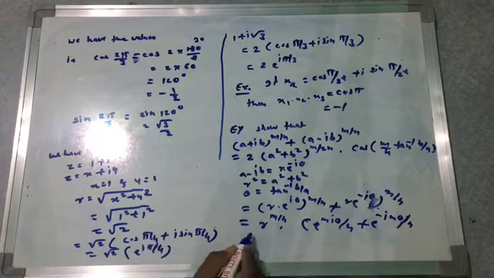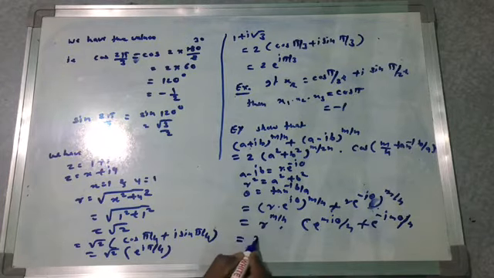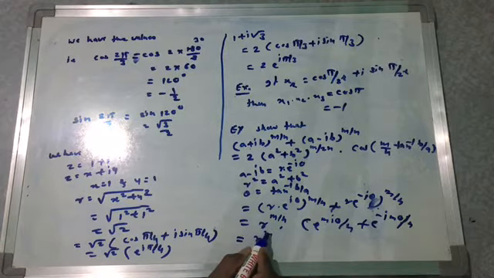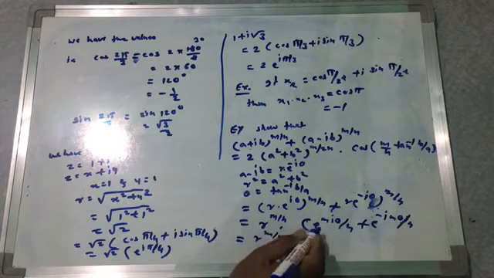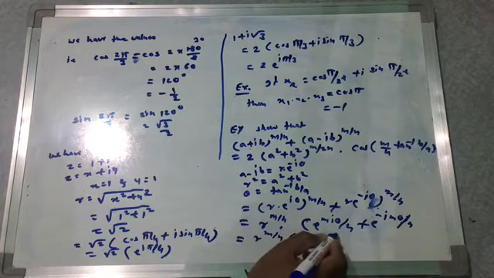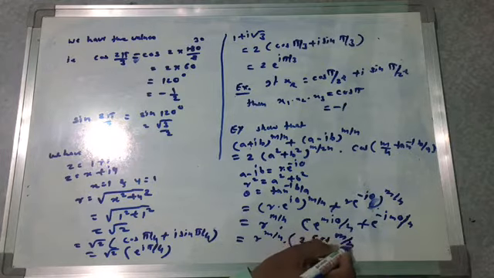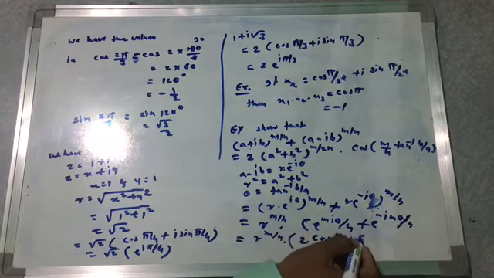So in this manner we write this is equal to again r to the power m by n into 2 into cos of m by n into theta.